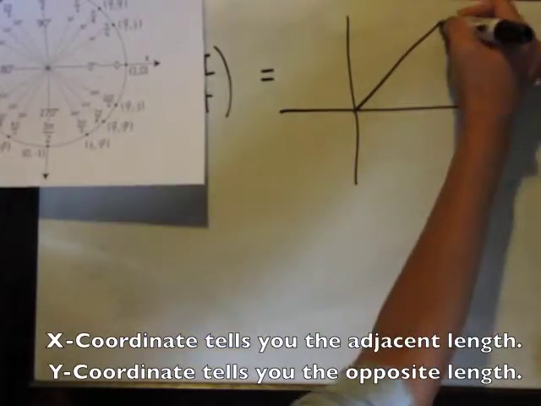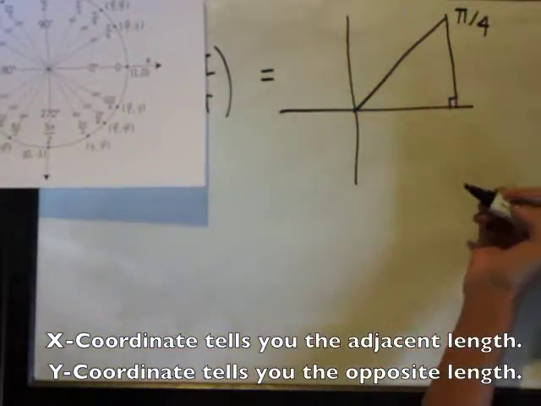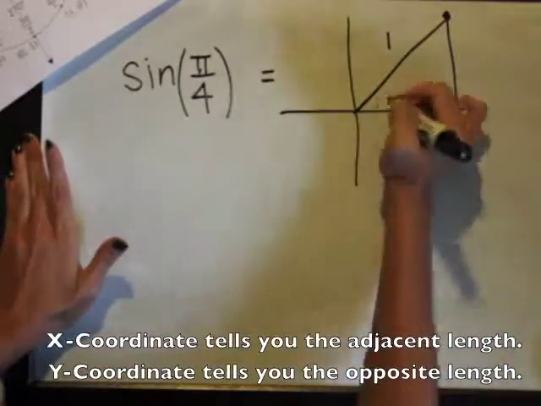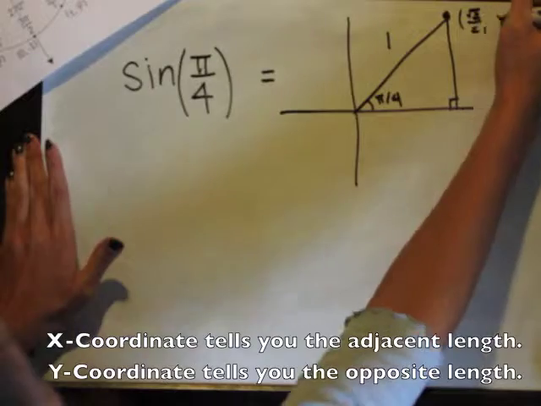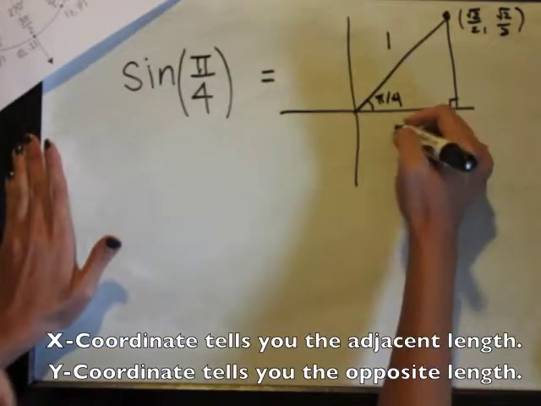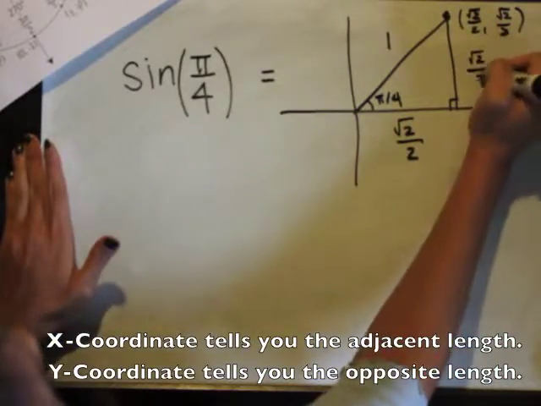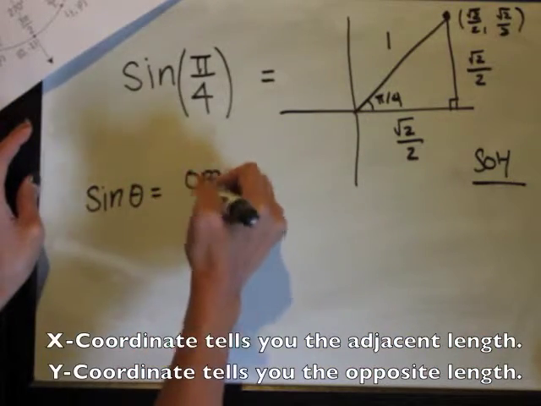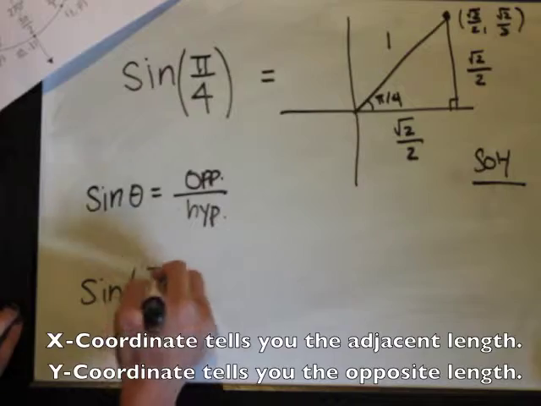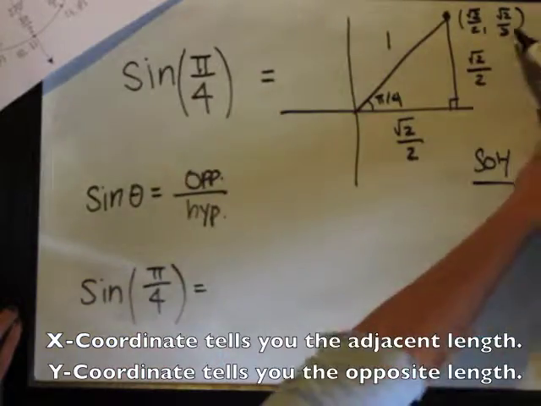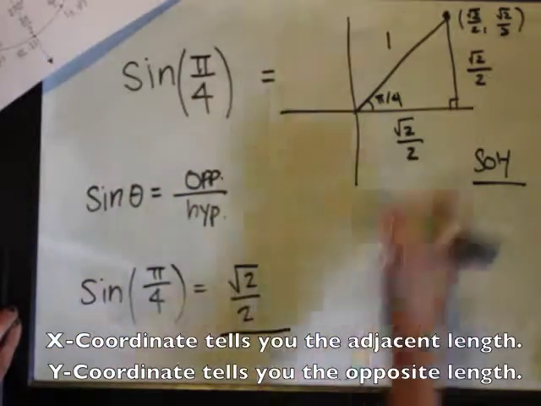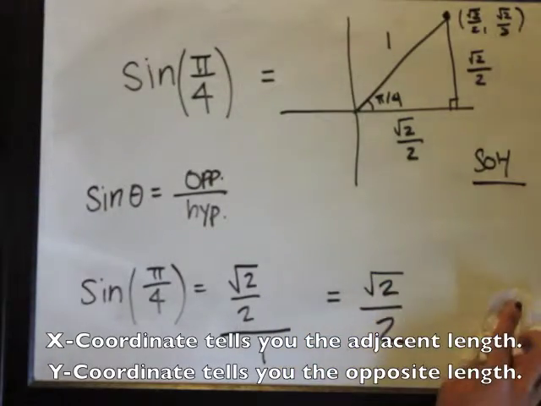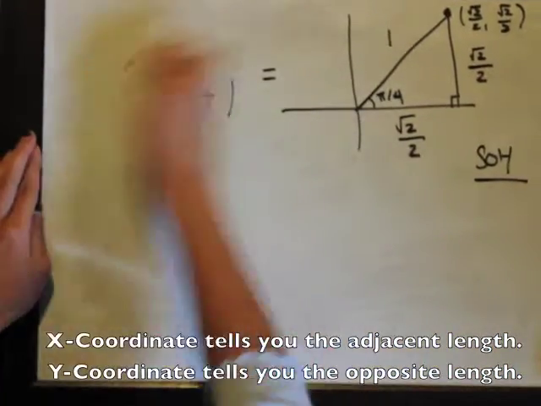Awesome. Alright, so sine pi over 4. We know pi over 4 is located in quadrant 1, and I'm drawing a right triangle. The x-coordinate is telling you the adjacent length of the right triangle. The y-coordinate is telling you the opposite length, and the hypotenuse is always equal to 1 because the radius of the unit circle is always 1. Remember from last week? So sine pi over 4 is opposite over hypotenuse, and I get root 2 over 2.